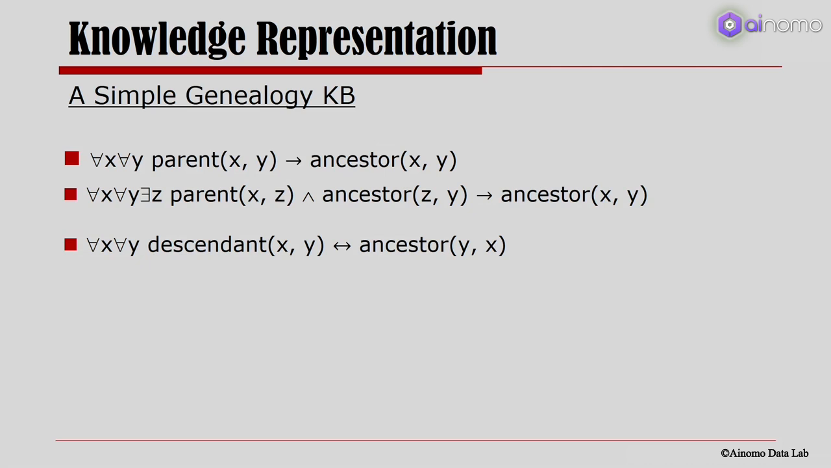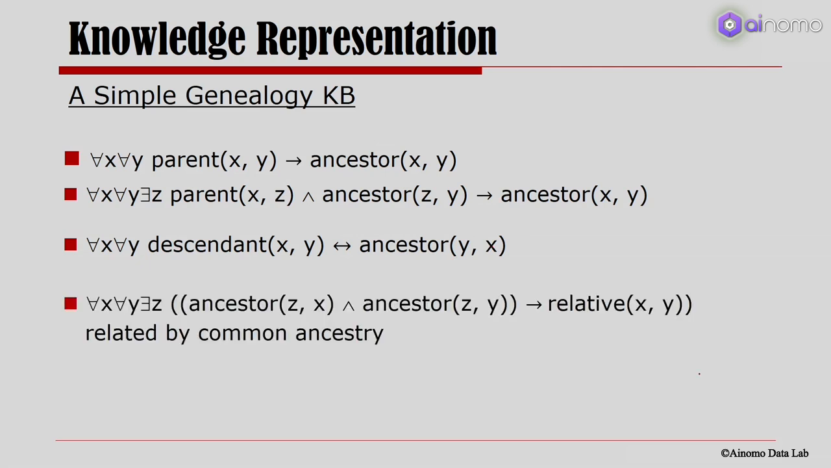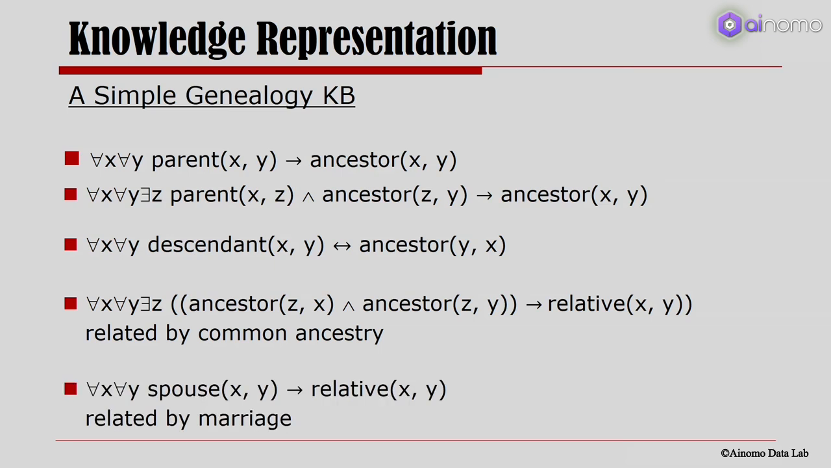And similarly, we could draw an equivalence between descendant and ancestor by saying x is the descendant of y if and only if y is the ancestor of x. Now, here is an interesting rule on who is a relative. So, for any x and any y, if there is a z and x and y share the common ancestor z, then x and y are relatives. So, this is something like related by common ancestry. We could have another relative definition coming directly from the spouse relation, which is related by marriage. So, for all x, for all y, if x is the spouse of y, we could say x and y are relatives. Now, this is what we have done in this portion of the representation exercise. We have looked at a simple genealogy knowledge base and tried to understand how we could define predicates and how we could include rules into the system.